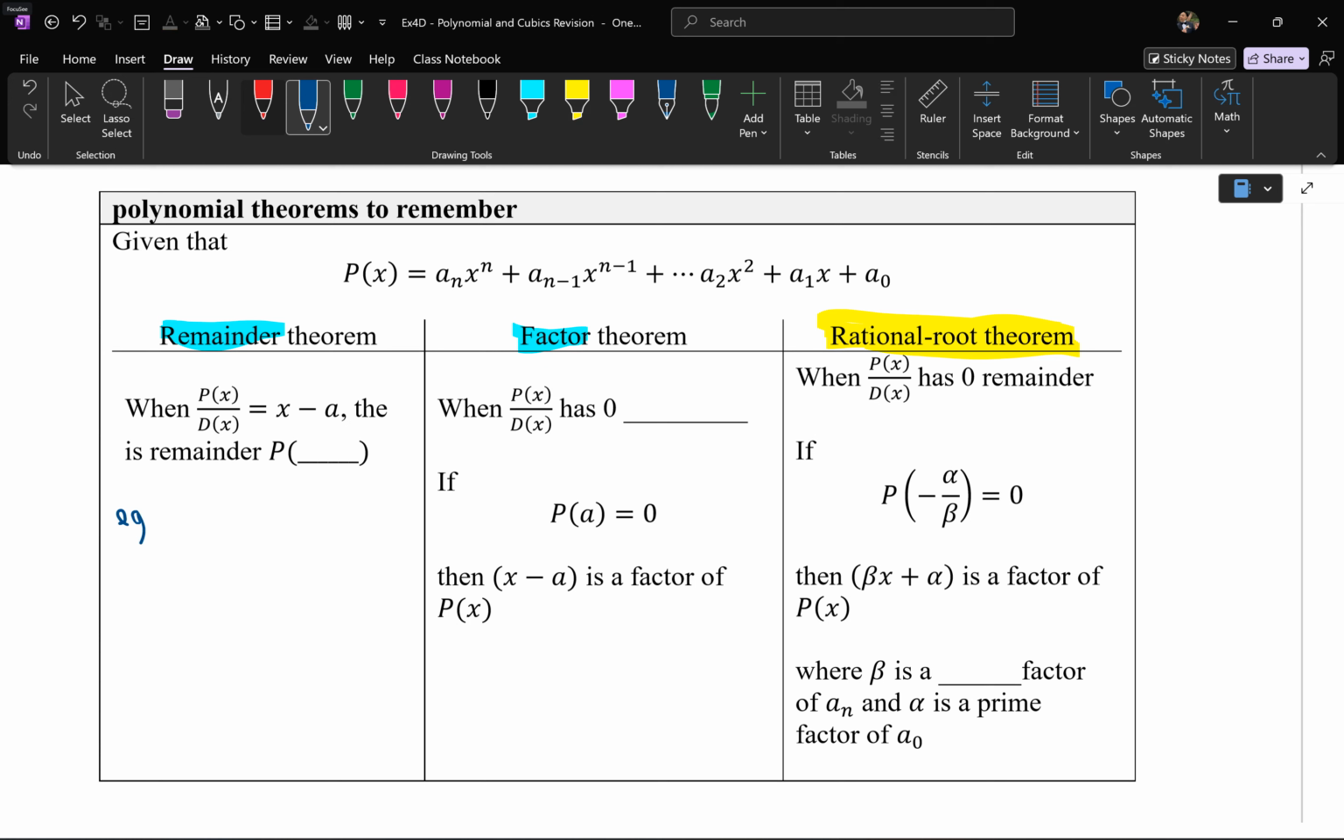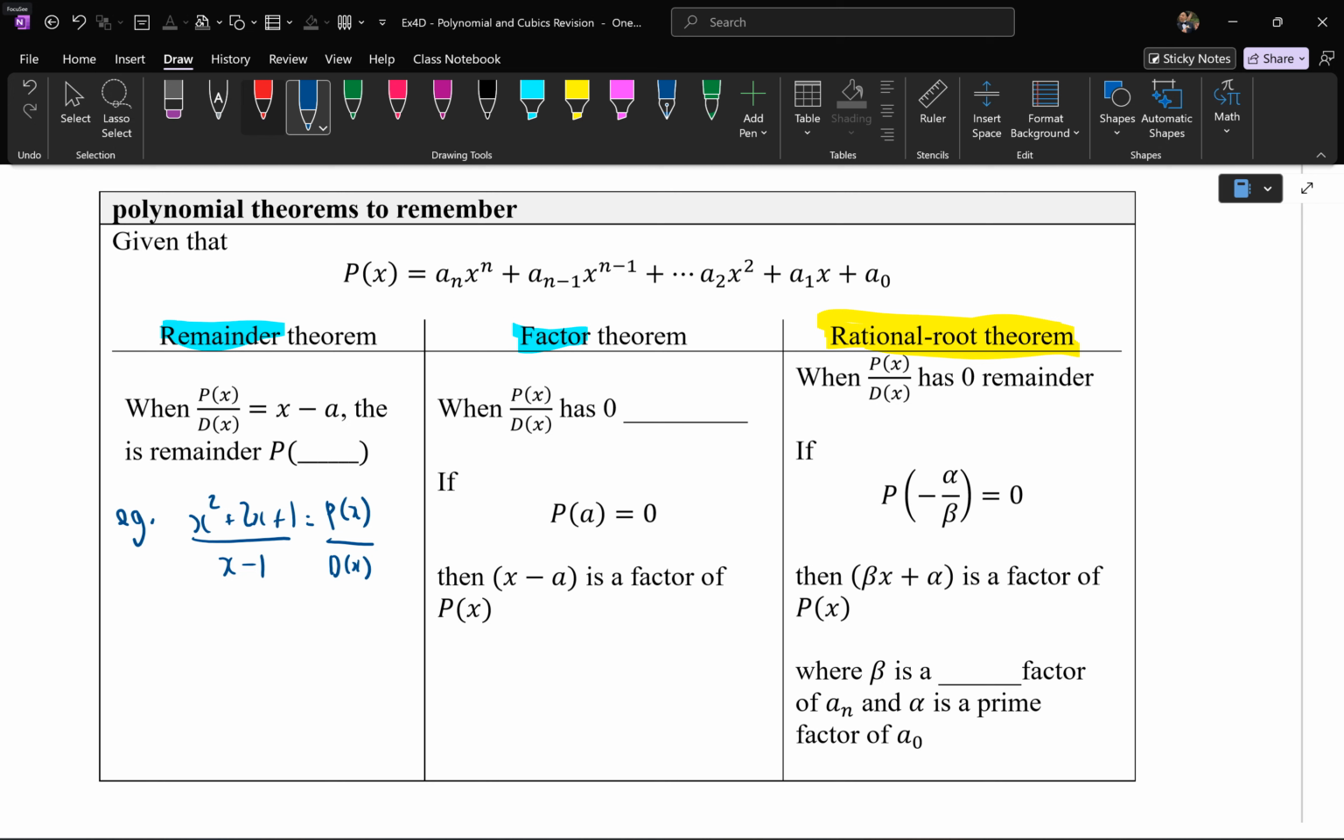So an example is if I said it was x squared plus 2x plus 1 divided by x minus 1, as an example, then this is your p of x, and this is your d of x. Then how do I find the remainder? Instead of doing the polynomial division and then finding out the remainder, the remainder theorem says you can skip all that by substituting in.